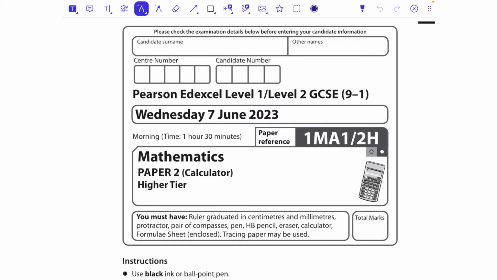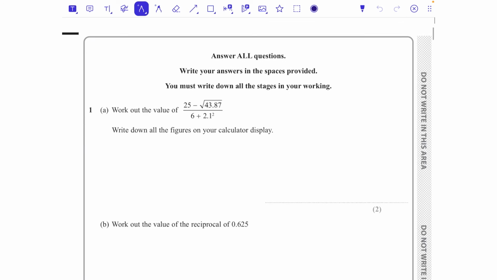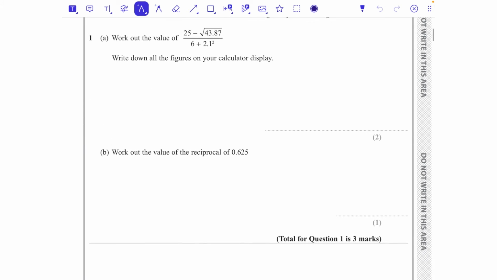This is paper 2 from June 2023, calculator paper for higher, 80 marks, an hour and a half to do this, so we're just going to work through it. Question number 1, and this is calculator use.